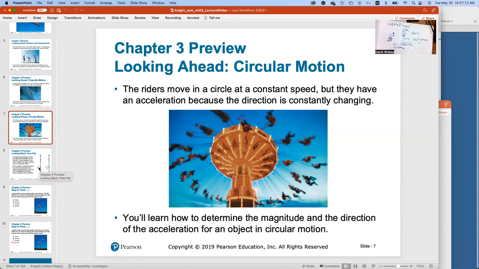We're also going to talk about circular motion. If something's going in a circle, what direction is its acceleration going to be? It's always got to be towards the center. If the acceleration wasn't towards the center, then it would just fly off in a straight line forever.